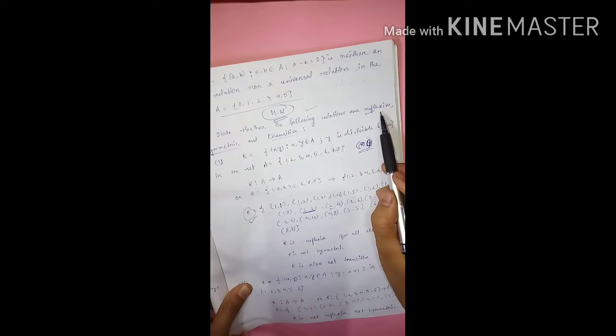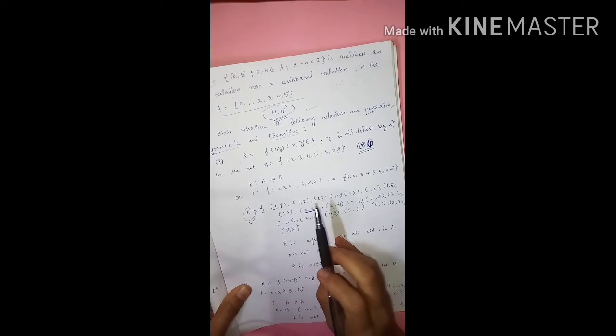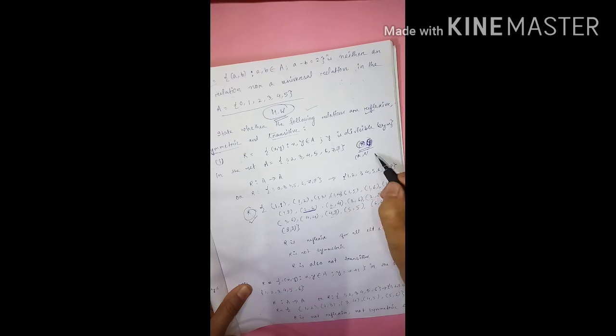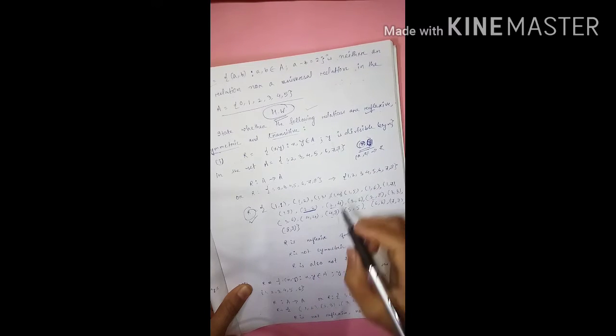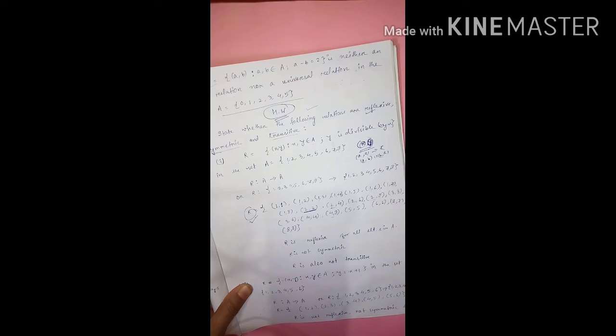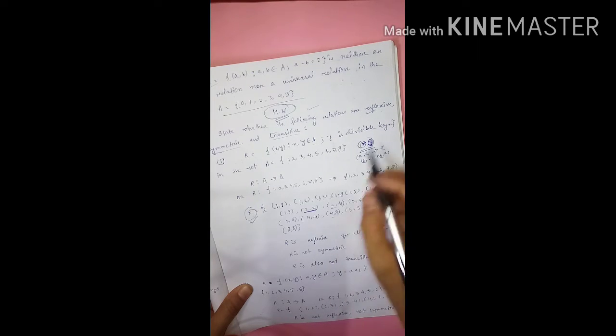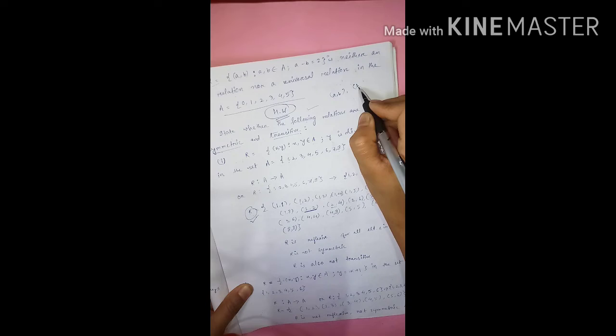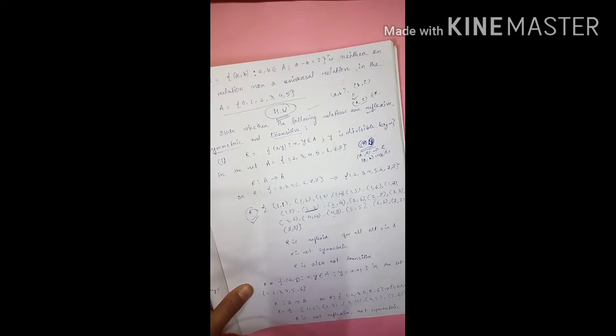Now you know reflexive relation means the element is in the form (a, a). This is reflexive. Symmetric means when an element (a, b) belongs to a relation, it implies (b, a) also belongs. And the third one is when we have two elements in a relation, suppose these are (a, b) and (b, c), then this should imply we have another element (a, c) belonging to this relation. So let's see.